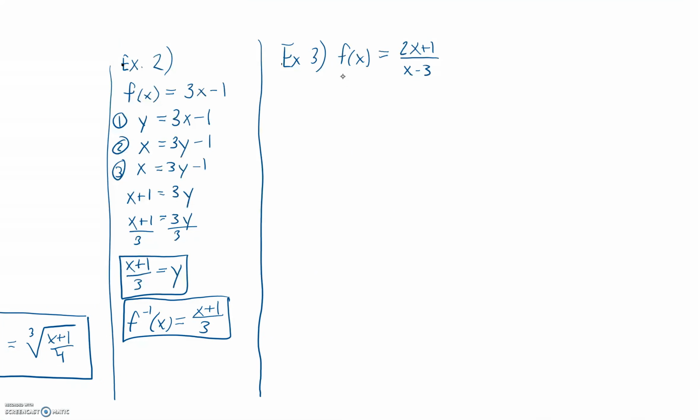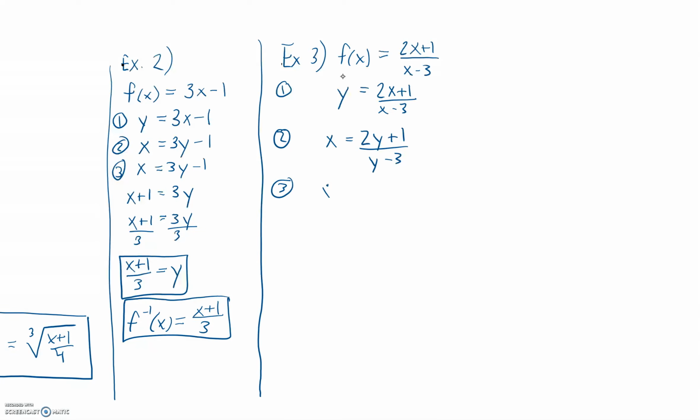So here's a little tougher example, algebraically at least. Let's start with step 1. y equals (2x plus 1) over (x minus 3). Let's interchange: x equals (2y plus 1) over (y minus 3). And then we start to solve for y.